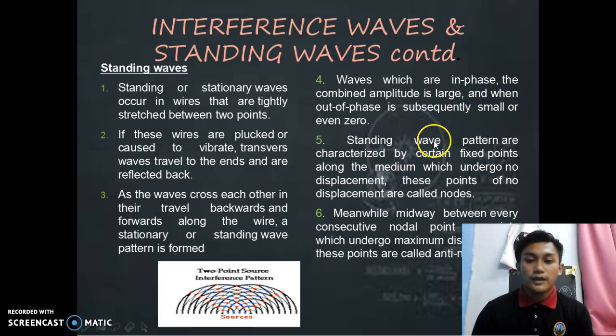even zero. Standing wave patterns are characterized by certain fixed points along the medium which undergo no displacement. These points of no displacement are called nodes. Meanwhile, midway between every consecutive nodal point are points which undergo maximum displacement. These points are called antinodes.